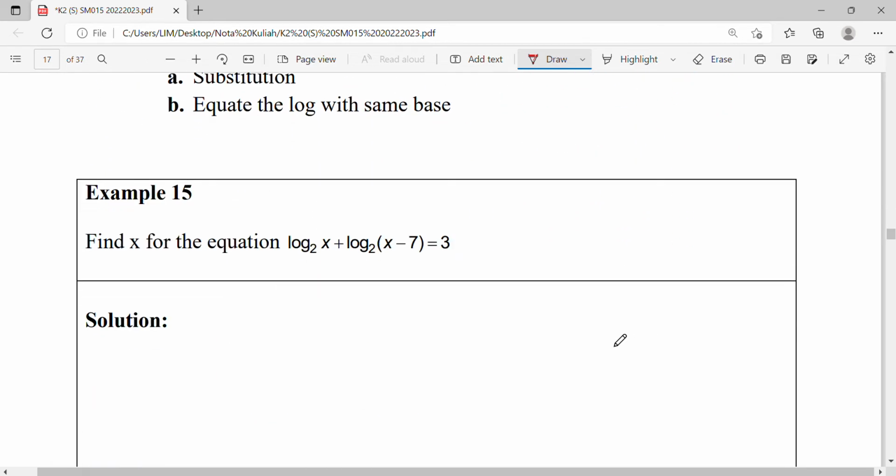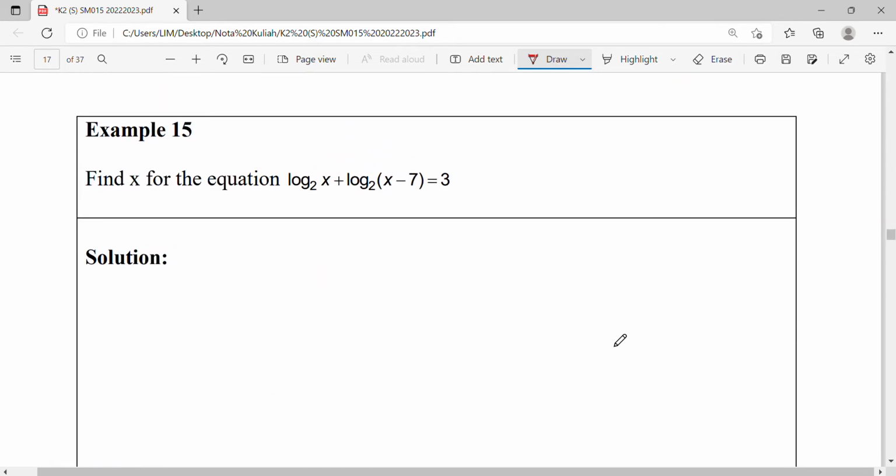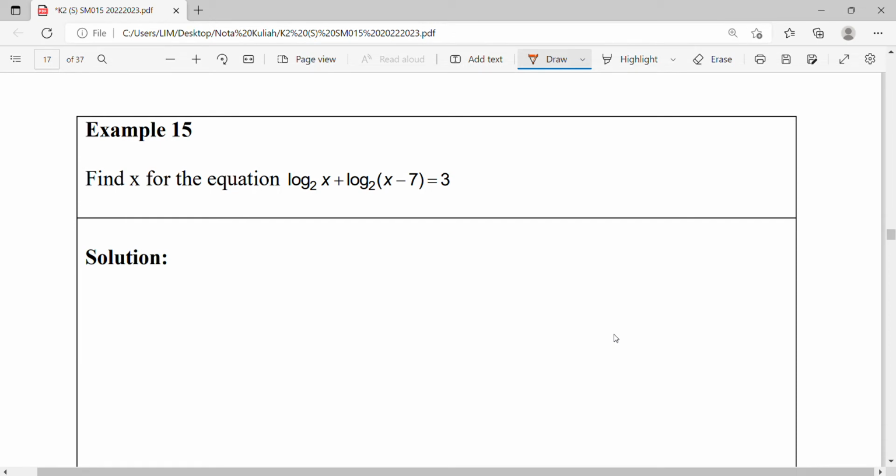So let's look at an example, it will be easier. First, you have to notice that you have the same base. You have log 2 here, and here also log 2. Alright, so that will be the first step in solving the log equation: having the same base.